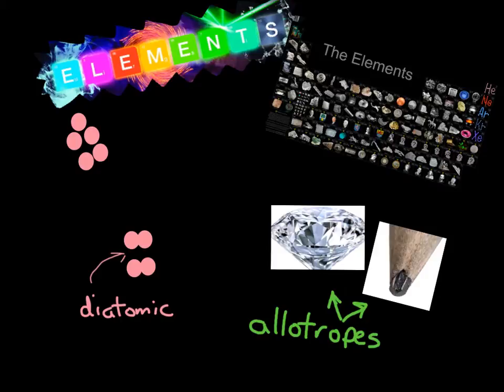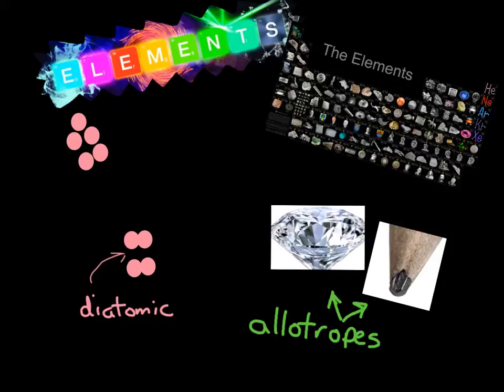Let's take a look at elements first. What I want you to notice here is the different examples of elements. Up here in the upper left-hand corner, I drew 5 circles here. This represents the exact same type of element in a cluster of atoms, which is an element.